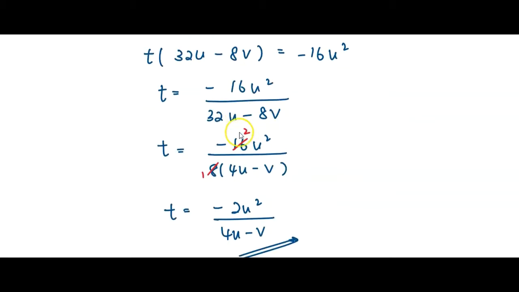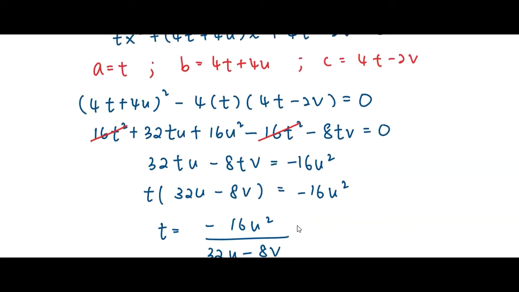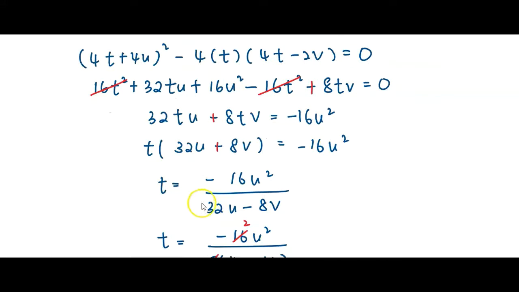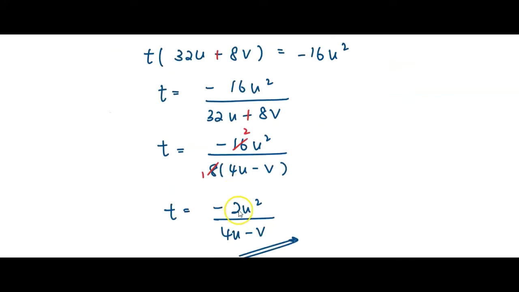Sorry, this should be positive. This should be positive for 4u plus v because I made some mistake over here. Negative multiplied by negative, you will have a positive 8tv. So this is positive, positive. And down here also has to be positive. Here means factor out the 8 still. Here will be positive. And finally, we have a negative 2u squared over 4u plus v. And this is the t as the subject in terms of u and v.